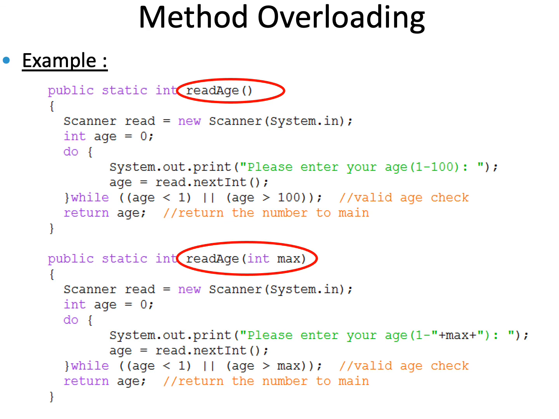For example here, within the same class, we have public static int readAge() and public static int readAge(int max). These are method overloading. They have the same name, which is readAge, but they have different parameter signatures. In the first method, it has no parameter. The second method has one parameter of type int.